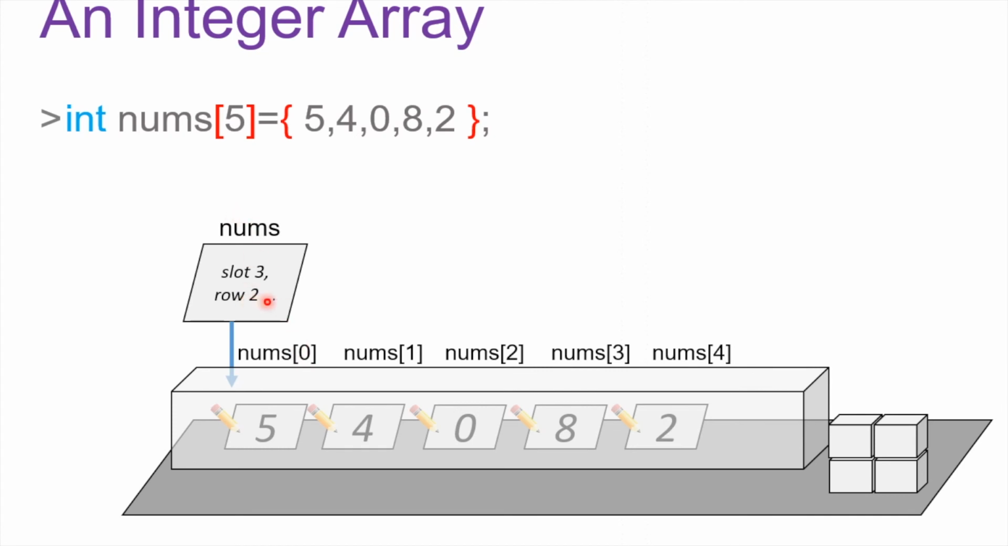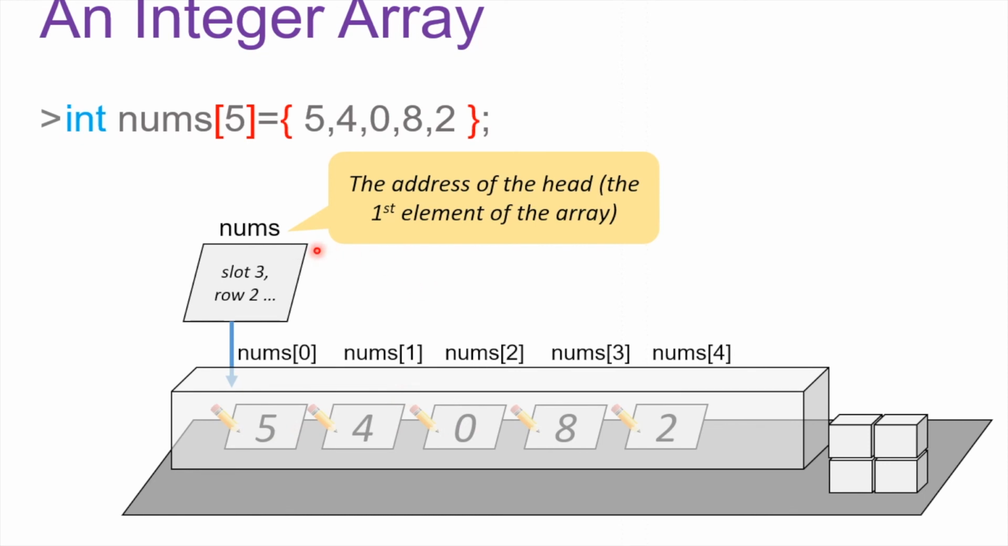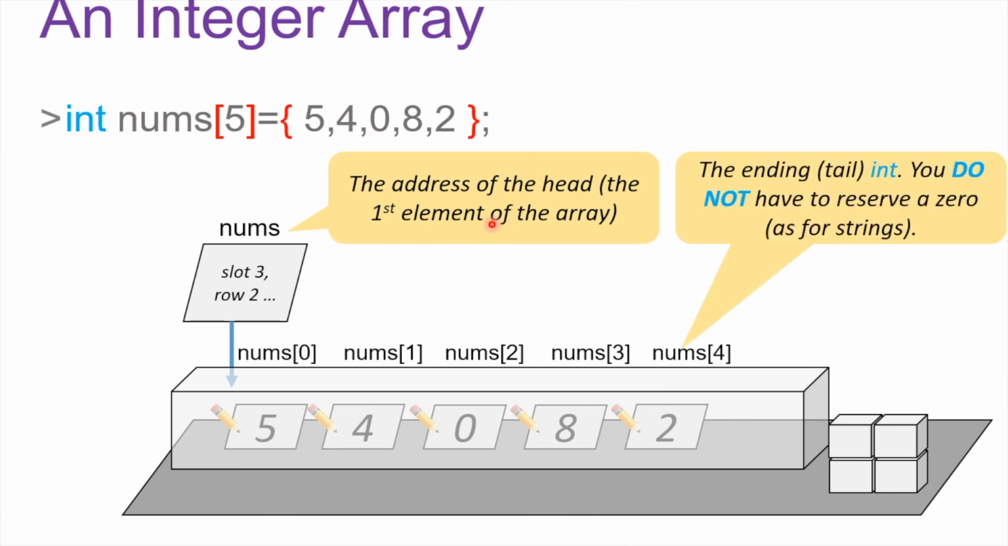The nums itself is indeed another punch card we use. However, it's recording the address of the first element, the 0 element indeed. So it tells the compiler where you can find those punch cards. In that case, it's just an address indicator of the head of that array. Okay, remember that. For the ending element, you don't have to reserve a 0 as we have done for strings. It doesn't matter what kind of value you put there, you can always access them with the index.